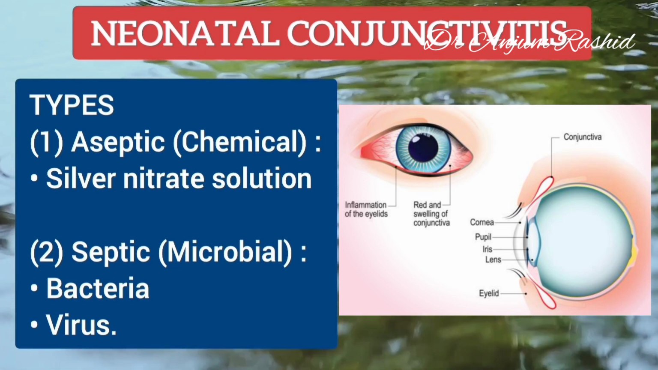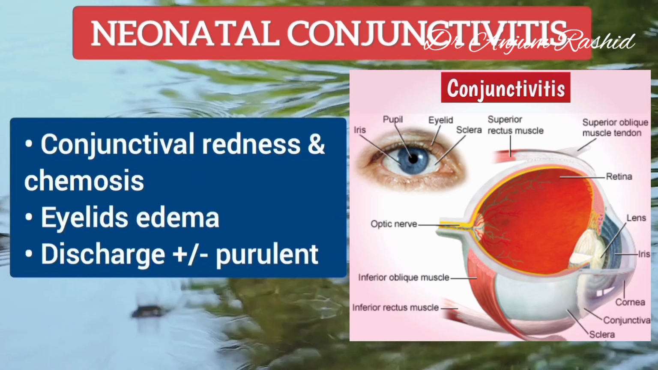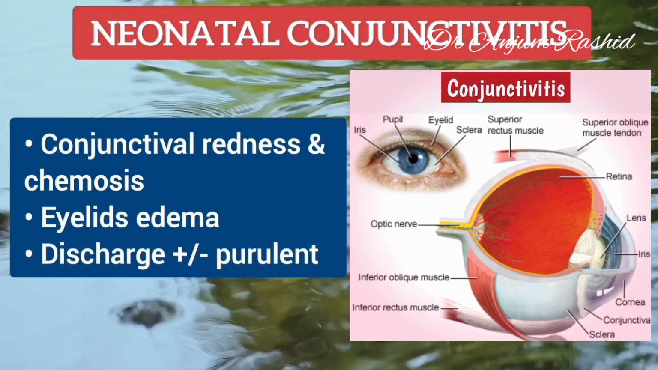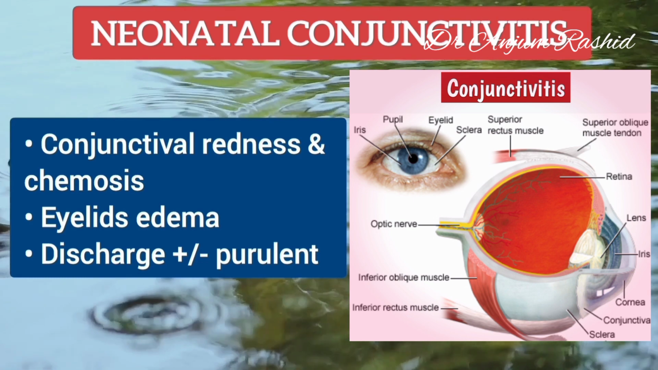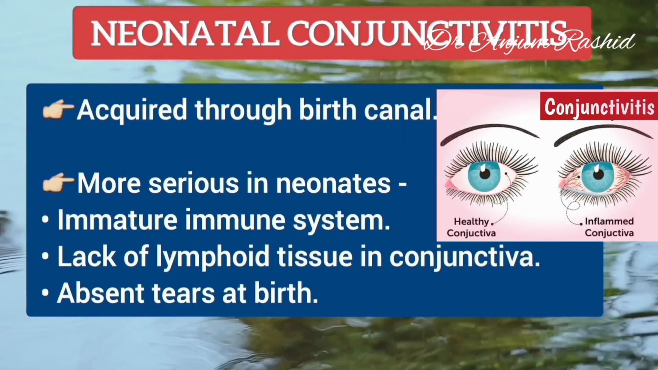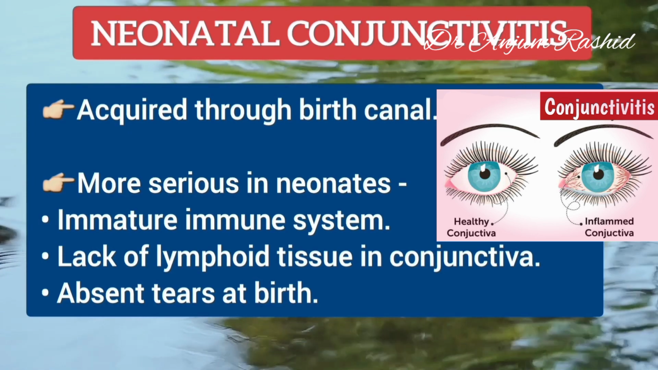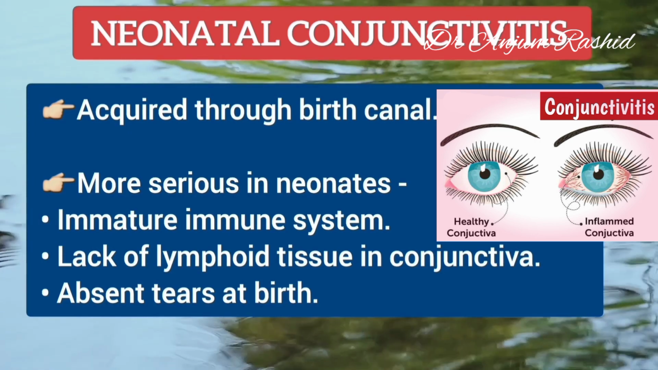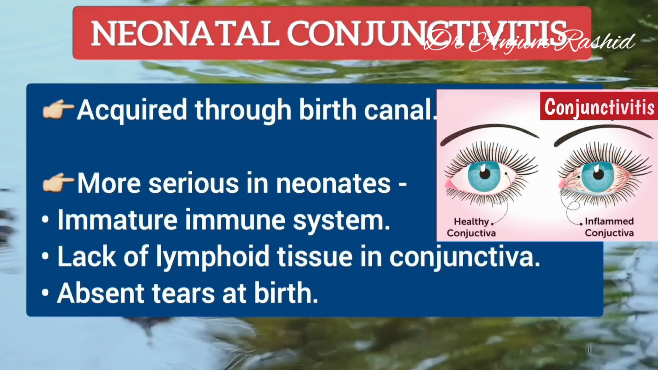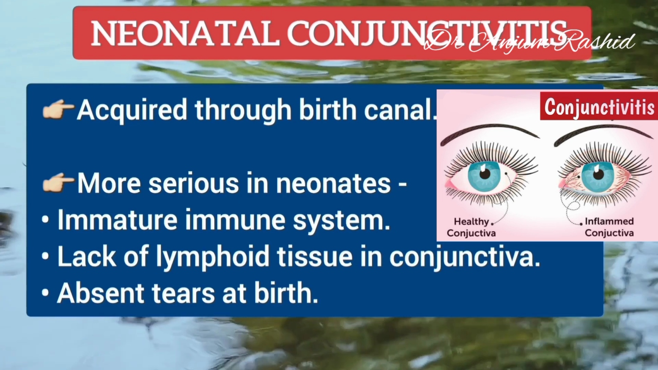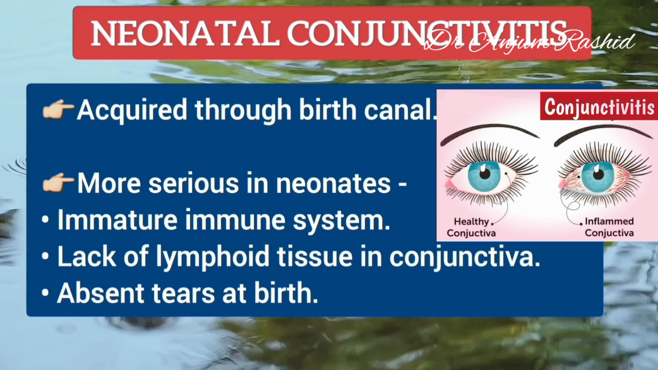septic conjunctivitis. Regardless of the cause, Ophthalmia Neonatorum is characterized by redness and chemosis of the conjunctiva, edema of the eyelids, and a discharge which may be purulent. Infants usually acquire these infective agents as they pass through an infected birth canal of their mother during the birth process. And conjunctivitis is more serious in neonates because the immune system is immature and there is lack of lymphoid tissue in the conjunctiva, and also because tears are absent at birth.